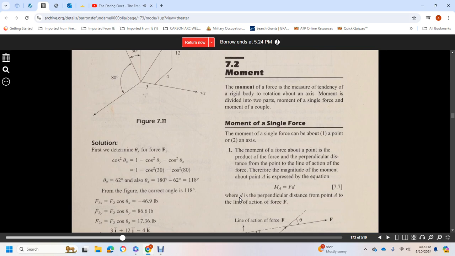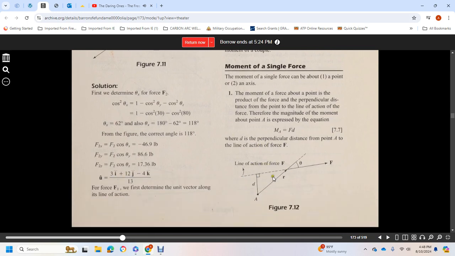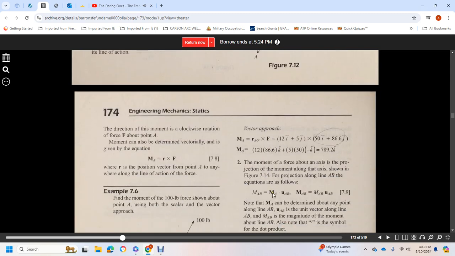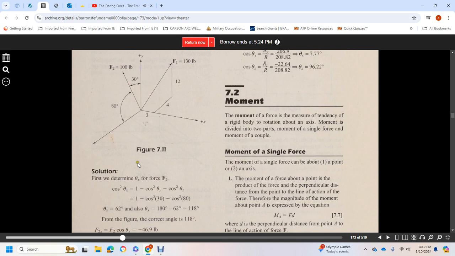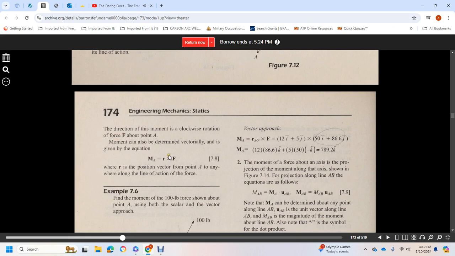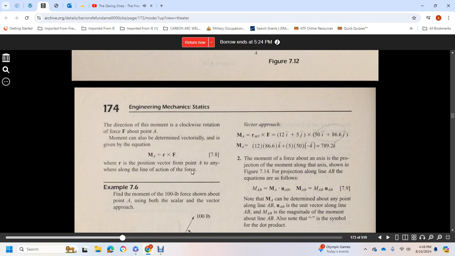Therefore, the magnitude of the moment about point A is expressed by the equation MA equals force times distance, where the distance is the perpendicular distance from point A to the line of action of force F, as in figure 7.12. The direction of the moment is clockwise rotation of force F about point A. The moment can also be determined vectorially, as given in the equation: moment about A is equal to the position vector r times the force F, where r is the position vector from point A to anywhere along the line of action of the force.